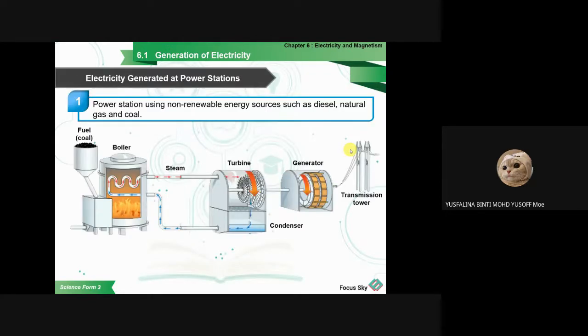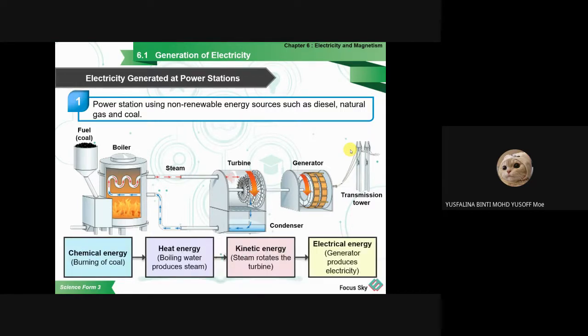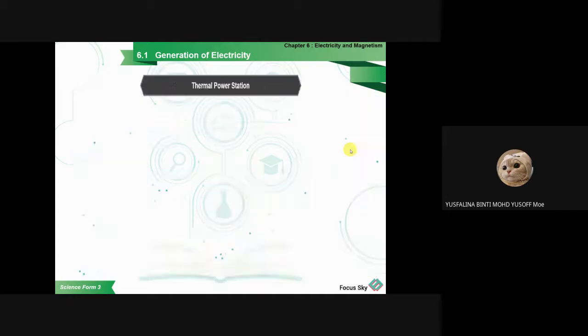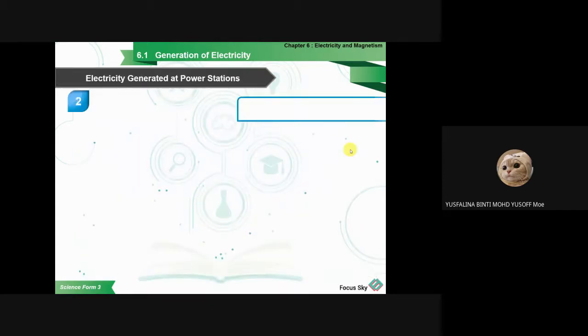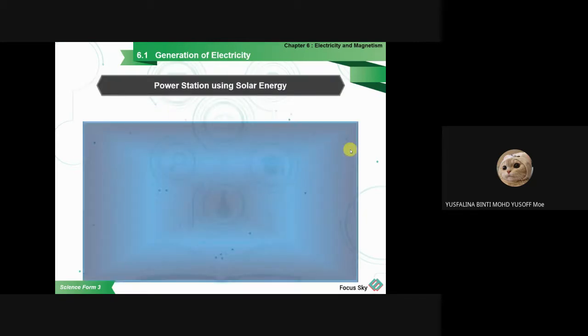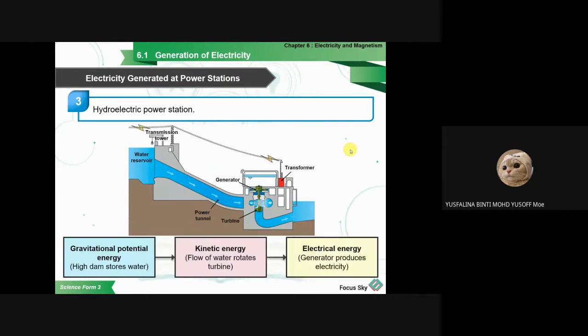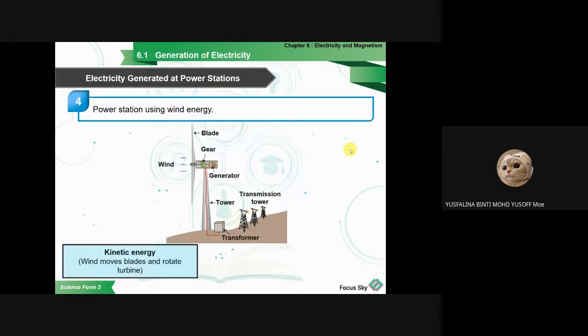All right, and then also we already learned about the power station. There are several types of power station. This is the thermal power station. What is the conversion of energy from chemical to electrical energy? And also we already learned the power station using solar energy by solar panel. What is the energy conversion? And also the hydroelectric power station, and the next one is wind energy, the power station that uses wind energy.